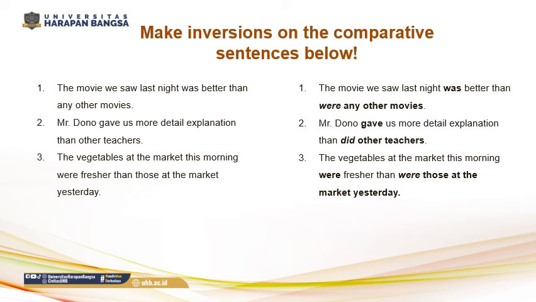So let's see the answer for number 1, 2, and 3. Number 1, the movie we saw last night was better than were any other movies. Verb dulu yaitu were, baru subjeknya any other movies. Number 2, Mr. Dono gave us more detailed explanation than did other teachers. Untuk inversinya ada did other teachers. Number 3, the vegetables at the market this morning were fresher than were those at the market yesterday.